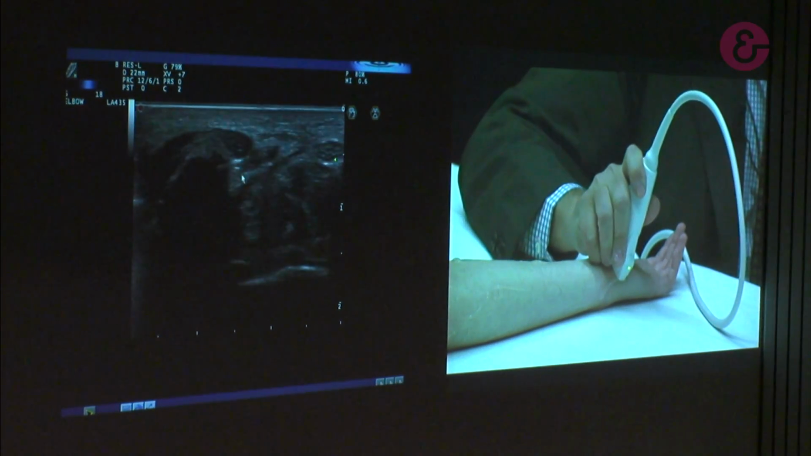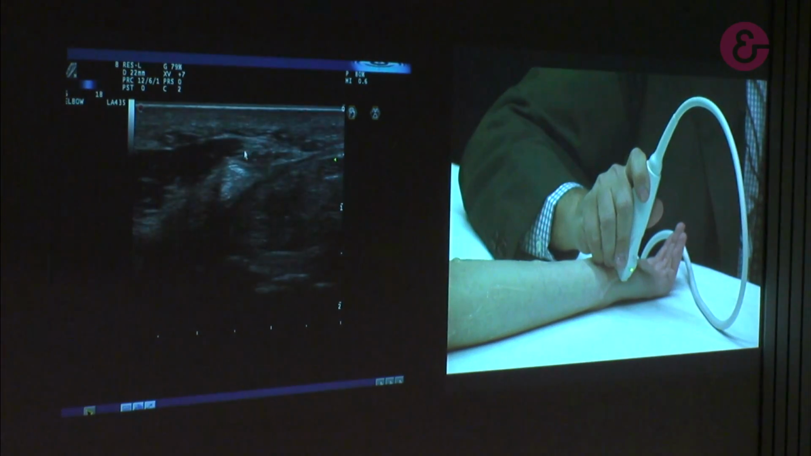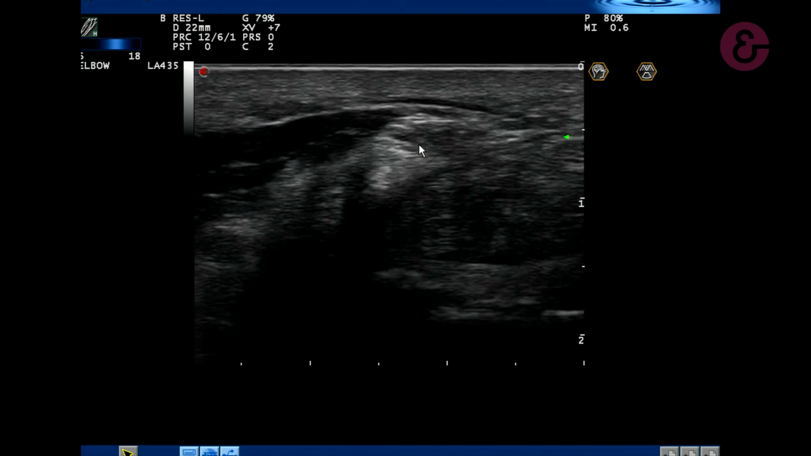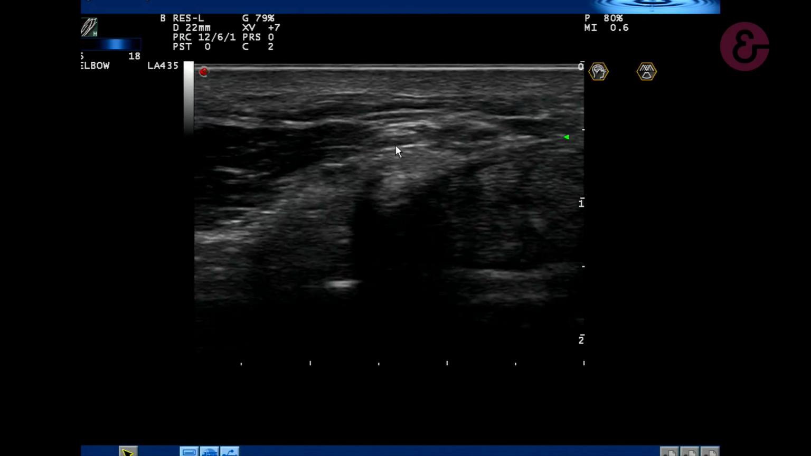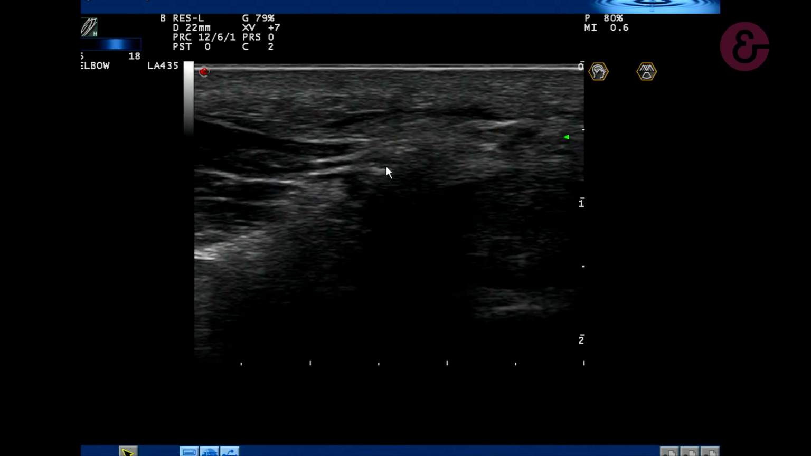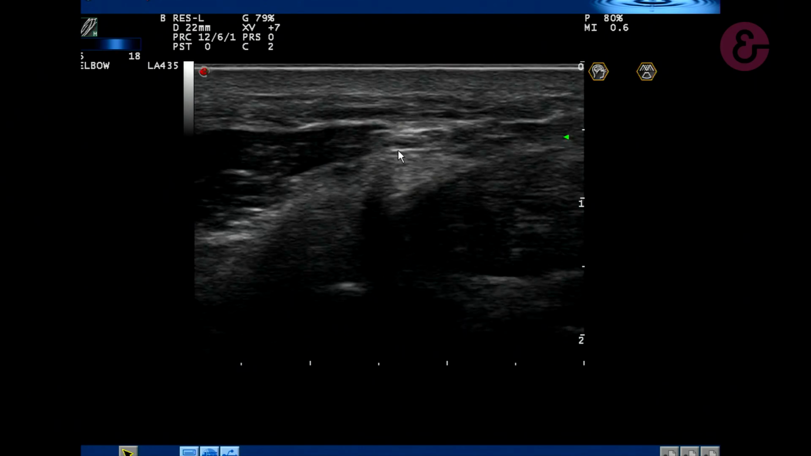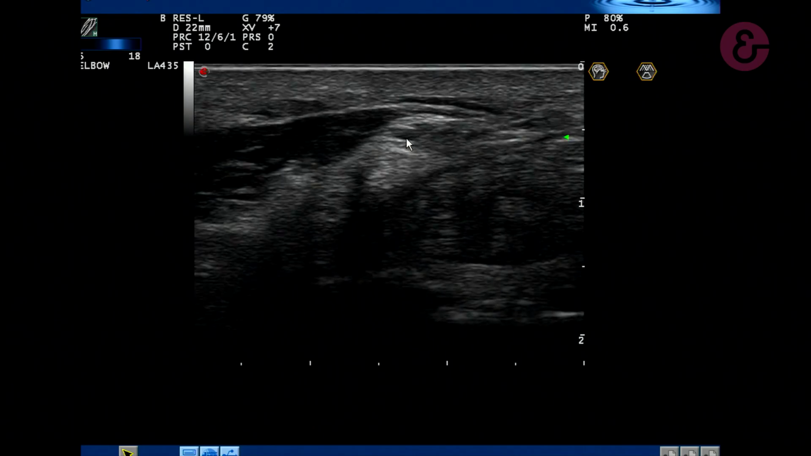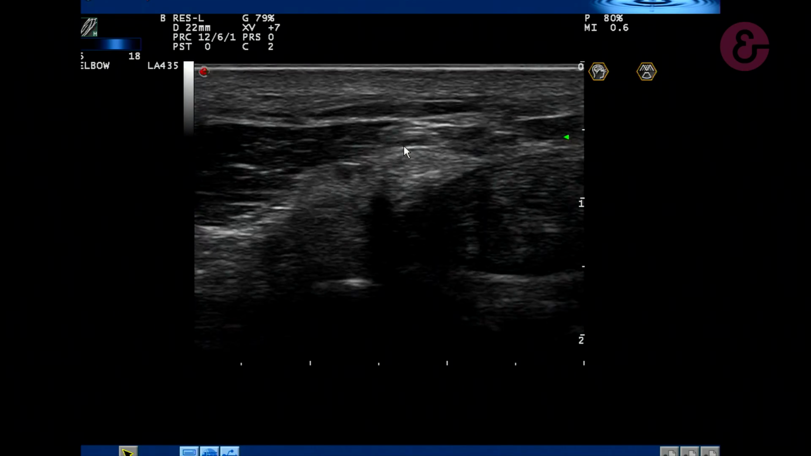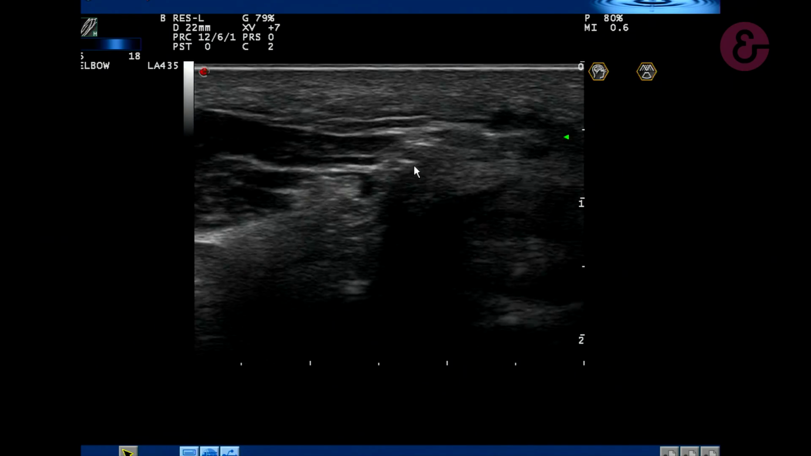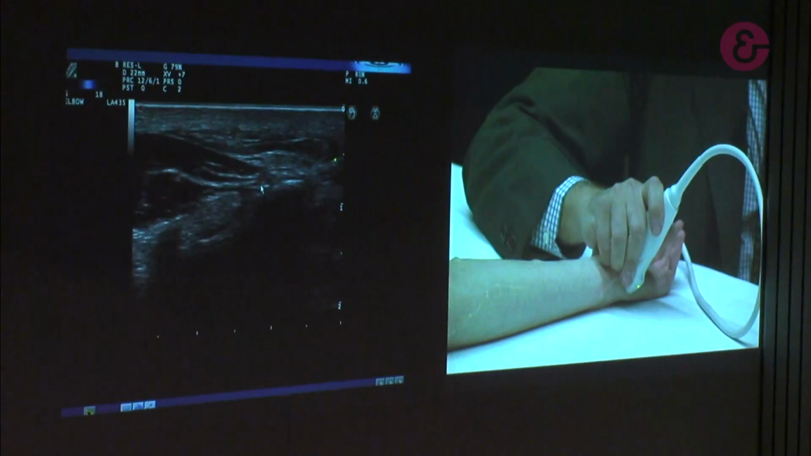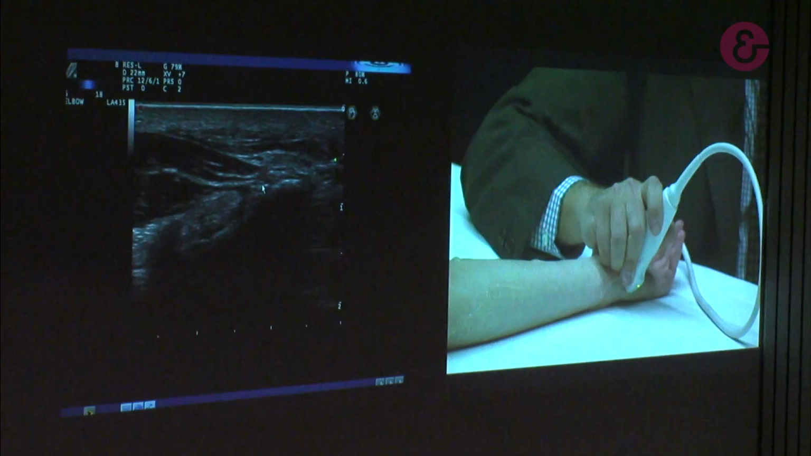pisiform. So I can follow this nerve here, and you can see at this level the splitting of the nerve. This one is the deep part. This is the nerve, and you can follow this part of the nerve which goes medial to the hook of the hamate. This is the hook of the hamate, and this is the deep branch of the ulnar nerve.